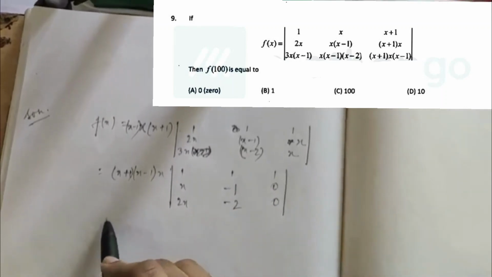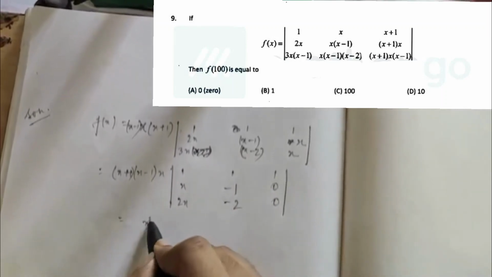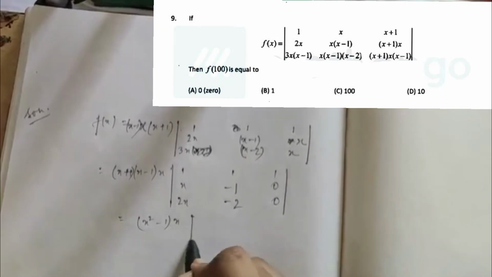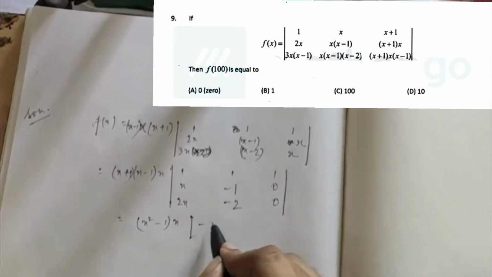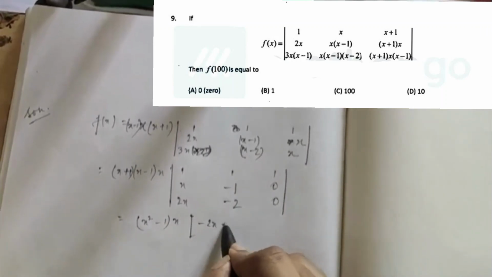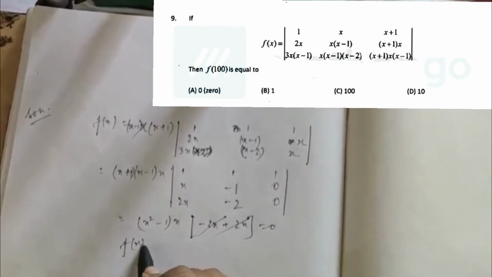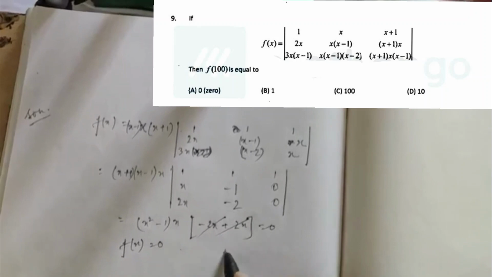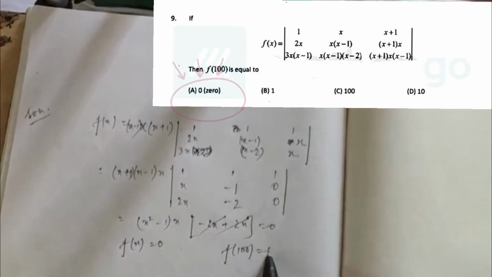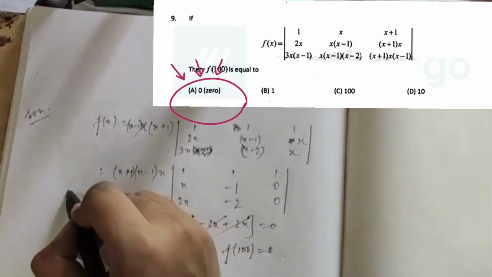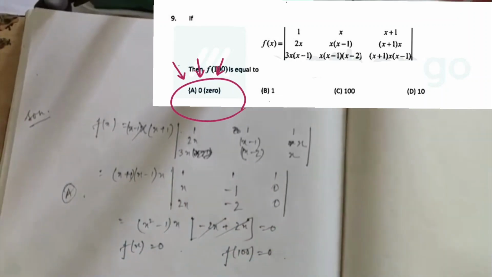Now if I solve it, it will come as x square minus 1 into x, and from here I can get minus 2x plus 2x, so it will come as 0. So f(x) is equal to 0 for any value of x, so f(100) will obviously be equal to 0. So the answer is option A. You have to do these questions very fast in this manner. Okay, I'm moving on to the next question.